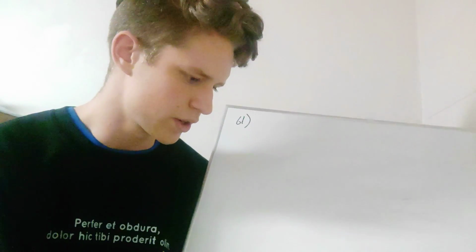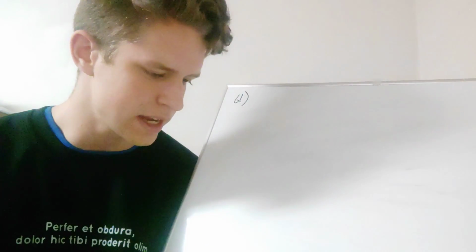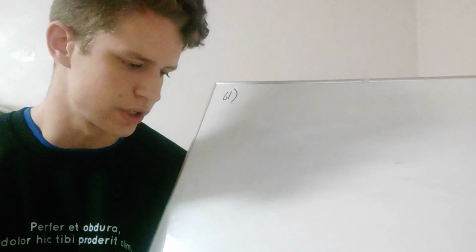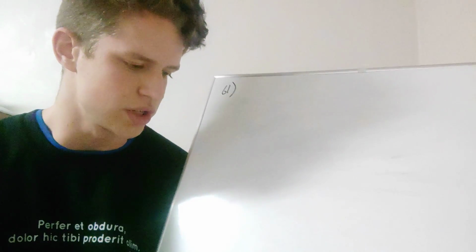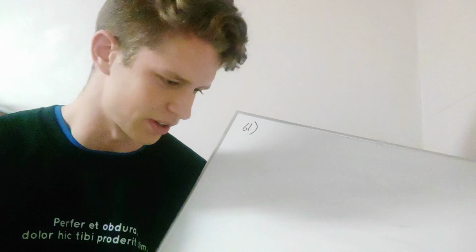So this is problem 61. This one's kind of fun. While hovering, a typical flying insect applies an average force equal to twice its weight during each downward stroke. Take the mass of the insect to be 10 Gs, or 10 grams. Sorry, not 10 Gs. This is a little different.